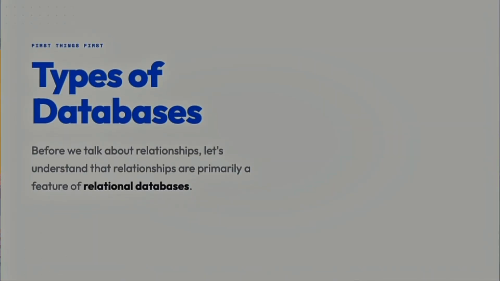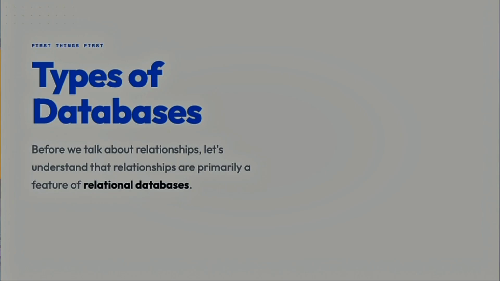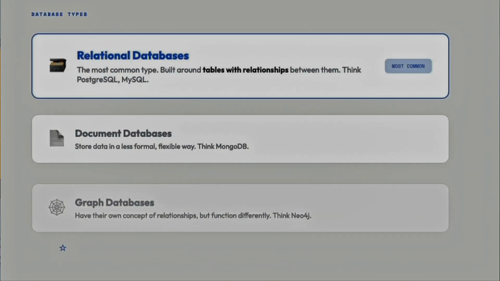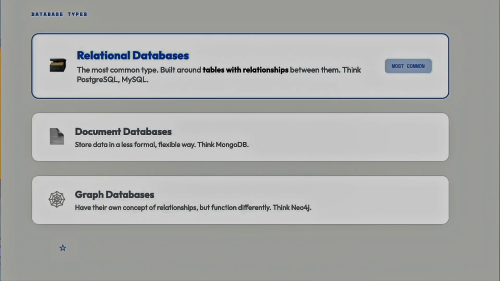Before we talk about relationships, let's talk about databases generally, because relationships are primarily a feature of relational databases. Now, relational databases are a type of database. There are other types of databases. We have document databases that store data in a different way. It's not as formal as relational databases. We also have graph databases. They have relationships as their core concept in a way, but they function differently.